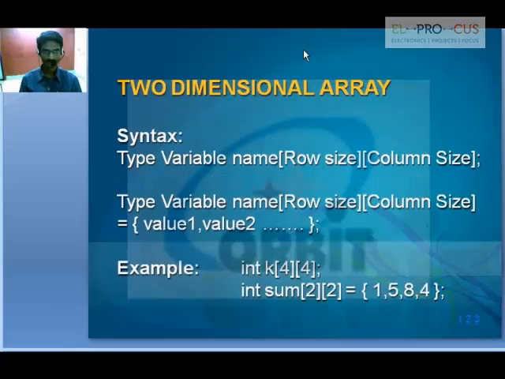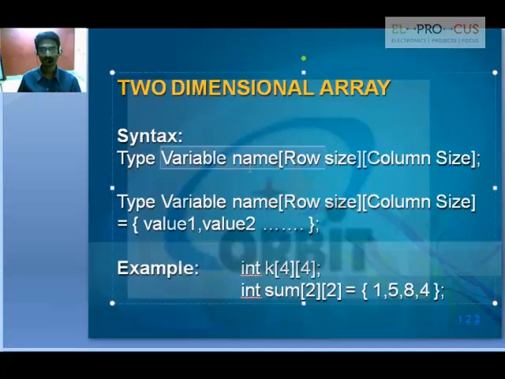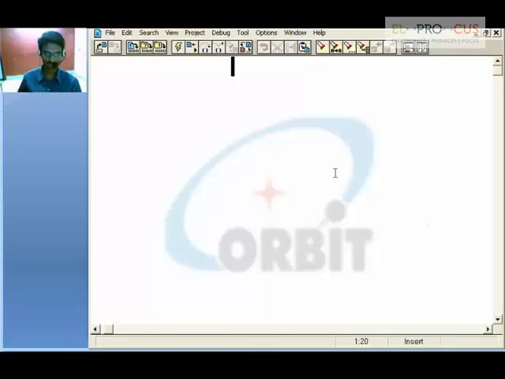The syntax is the type, which can be integer, float or character, and the variable name of the array along with the row size and column size. If it is only a single set of braces, it is a one-dimensional array, but here, as you can see, a two-dimensional array has two sets of sizes given for it. And this is how we'll initialize it. Example of it: we'll go for a slight initialization of this two-dimensional array.